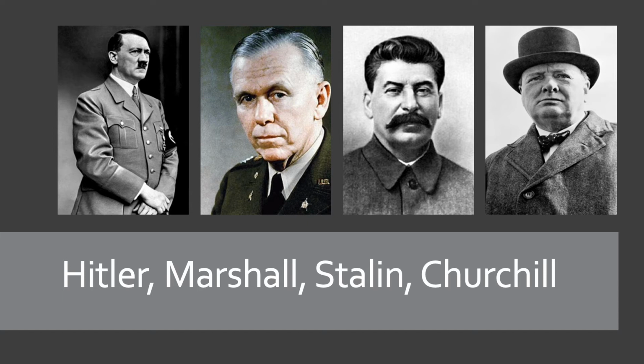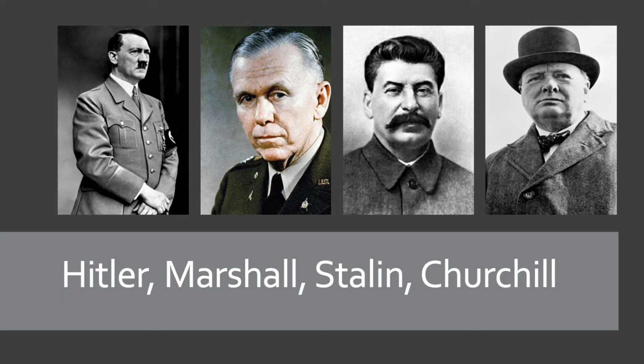And then you have Joseph Stalin, who's the dictator of the Soviet Union. So the Soviet Union is going to be our ally during this war after Hitler invades them. And eventually the Soviet Union, of course, is going to be our great rival during the Cold War. So he's our ally turned enemy later on. And then we have Churchill right here, who's going to be the Prime Minister of England.